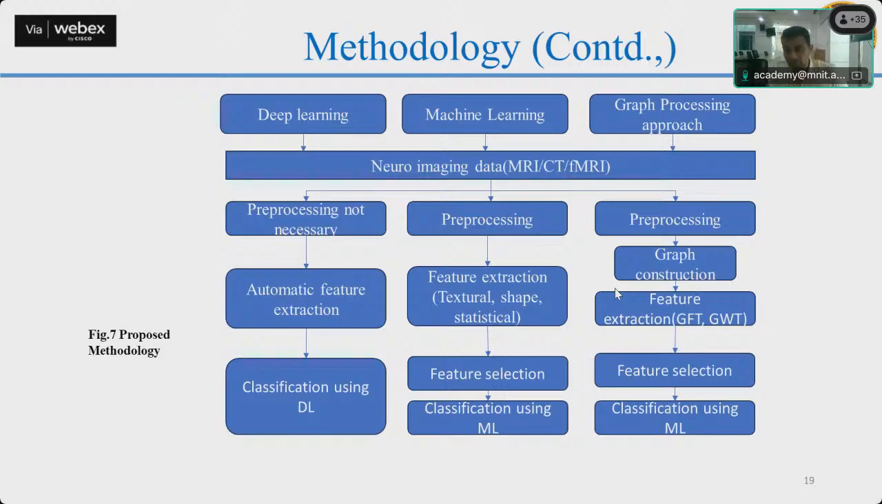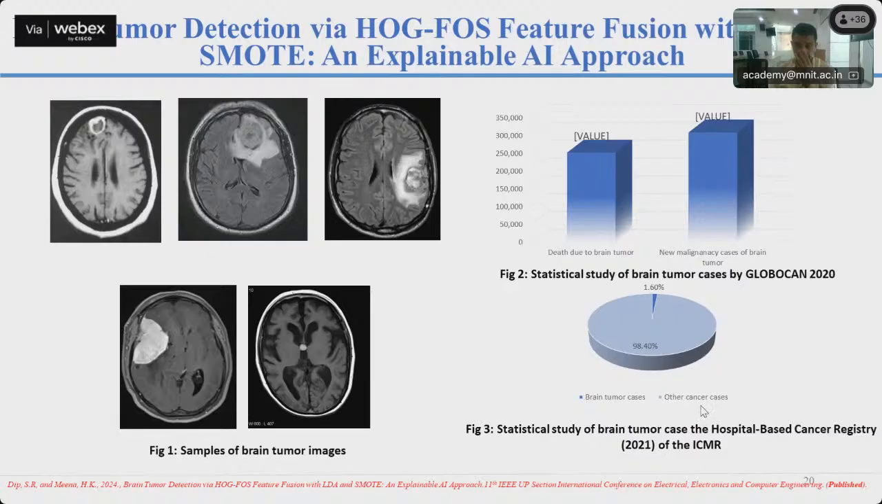For machine learning, pre-processing is there and exclusive feature extraction is there, which is based upon texture, shape, or statistical features, and thereafter you do the feature selection and the classification using ML. And in graph signal processing, pre-processing is there, graph construction is there, feature extraction is there, feature selection is there. As we saw in the first slide also, the 5 types of views are there. Here it has been shown for brain tumor cases.